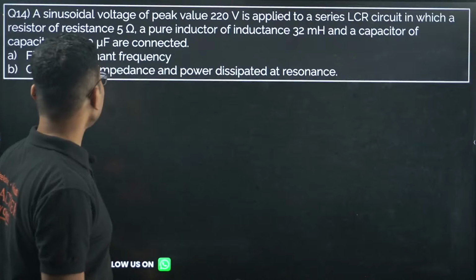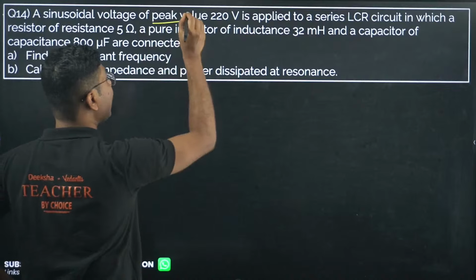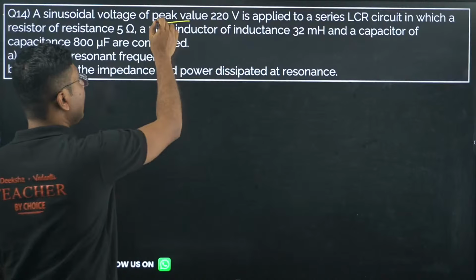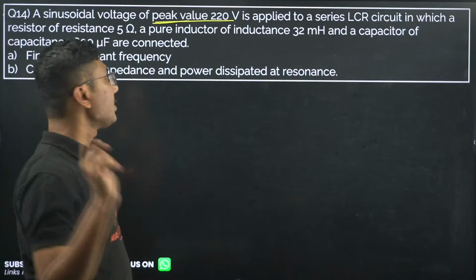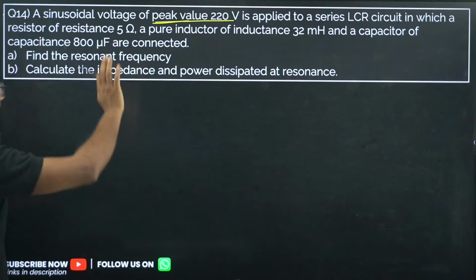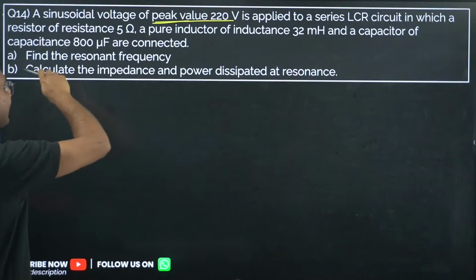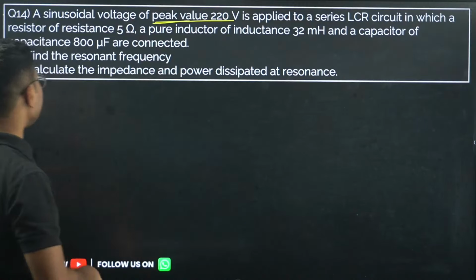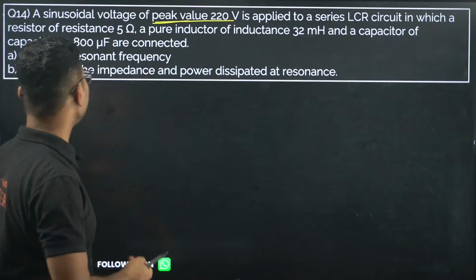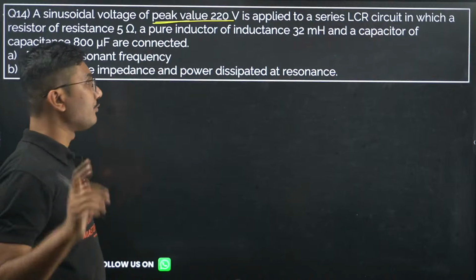Now next, a sinusoidal voltage of peak value. Here the peak value is given, that means this is the maximum voltage, not RMS voltage, applied to a series LCR circuit in which a resistor of resistance 5 ohm, a pure inductor of inductance 32 millihenry and a capacitor of capacitance 800 microfarad are connected. Find the resonance frequency, calculate the impedance and power dissipated at resonance. Similar question, but power dissipated can be tricky if you are not careful.